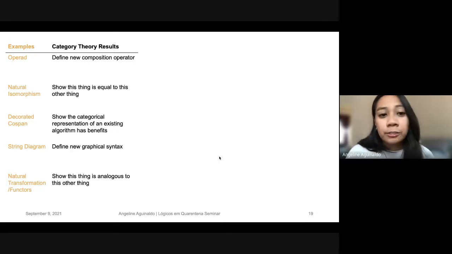Another result is just to define new graphical syntax. As more structures are defined, the need to express them in graphical syntax accompanies that new result. The example here is string diagrams, and the addition of more bells and whistles, as they say, to string diagrams is part of the result.